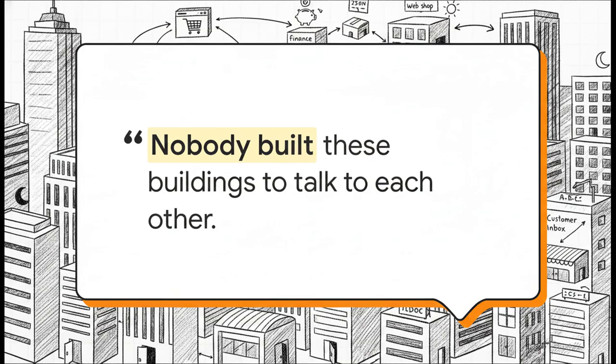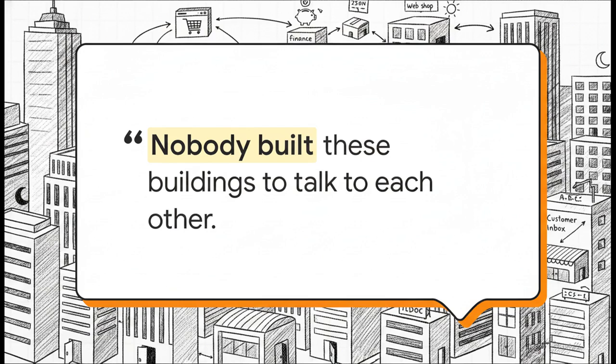You know, there's a famous saying in enterprise IT: nobody built these buildings to talk to each other. And I want you to really stop and think about that for a second. Imagine your enterprise architecture as this sprawling city. A customer places an order in your web shop, right? Well, that single order has to reach the ERP system so finance can actually bill it. It's got to hit the warehouse so a worker can pick it, and it needs to reach the customer's inbox as a confirmation. That's 4 completely different buildings, and they speak totally different languages.